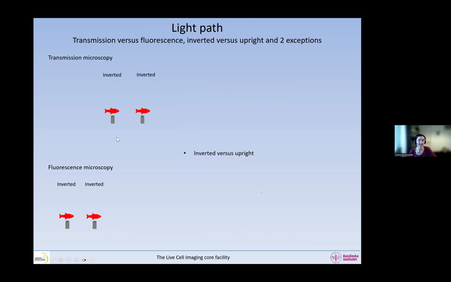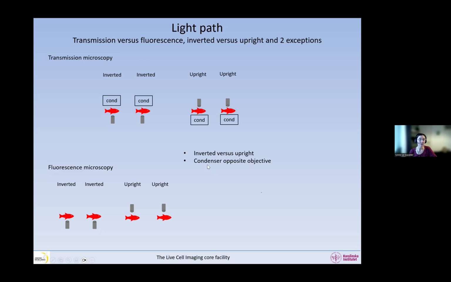Here we are doing transmitted light, but we have an inverted system. And here we are doing fluorescence, with an inverted system. You can see that it's inverted because the objective is below the sample, and our sample is a little red fish. The objective is pointing upwards, so this is inverted. That could also be upright, in which case the objective is above the sample, and we can also do fluorescence microscopy or transmitted light microscopy.